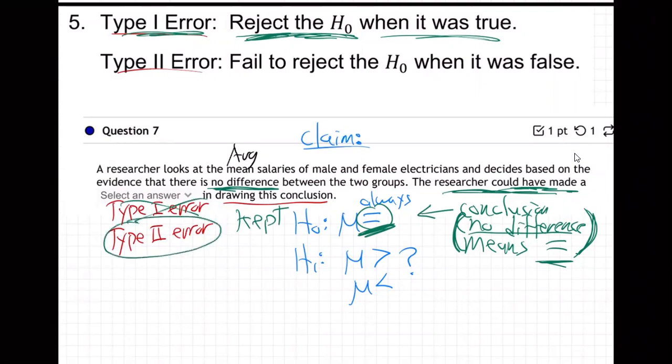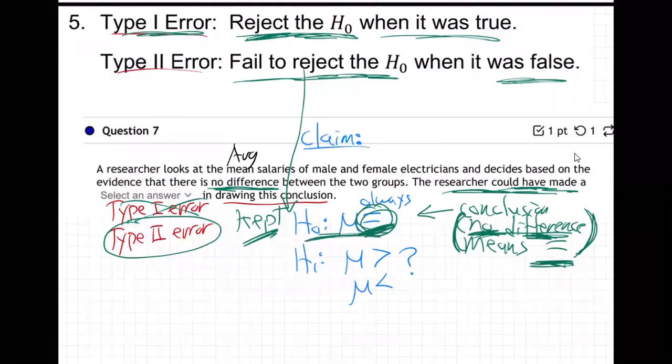He could have made a type 2, failed to reject the null. That's what he did. He kept the null. He failed to reject the null. So maybe he failed to reject the null when it was actually false. For sure, he did fail to reject the null. He kept the null, right? He concluded no difference, meaning equals. The null is always equals. So he could have made a type 2 error. He definitely could not have made a type 1 error.